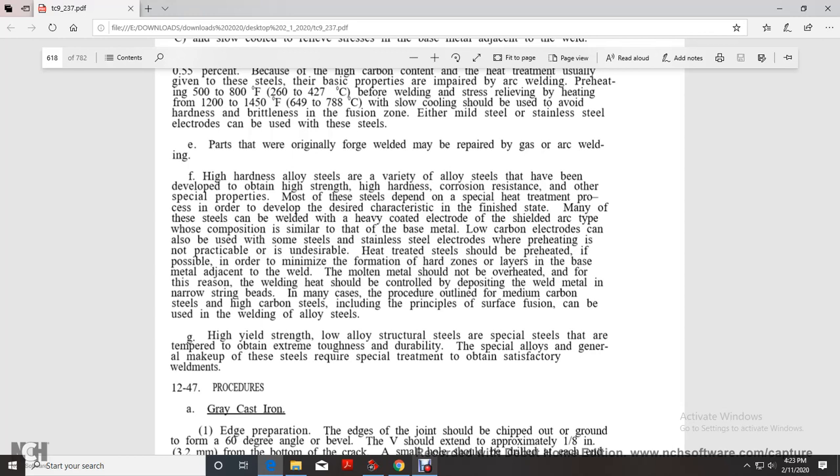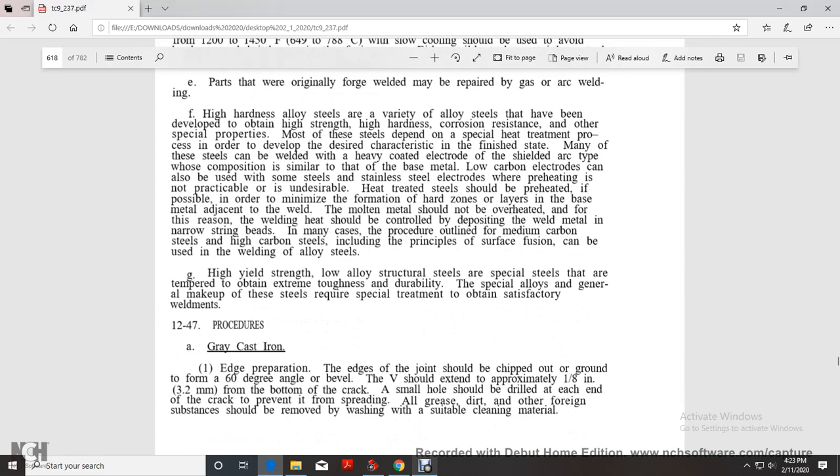Weld material should be deposited in narrow stringer beads. In many cases, the procedure outlined for medium and high carbon steel, including the principle of surface fusion, can be used in welding alloy steels. High yield strength, low alloy structural steels and special steels tempered to obtain extreme toughness and durability, such as special alloys, require special treatment to obtain satisfactory weldments.